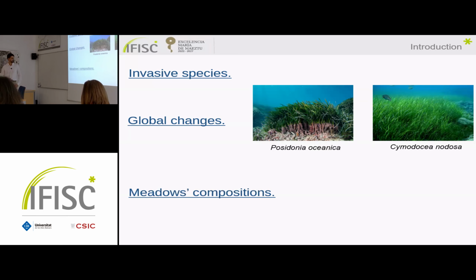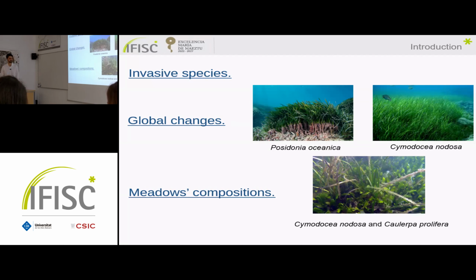Finally, we're also interested in meadow composition. So there are some species that can coexist in some environments, but not in others. And to understand why this happens, it's nice to have an idea of this. For example, here we have again the Cymodocea nodosa interacting with, in this case, an algae, but it has very similar ecological behavior to a seagrass, which in some cases are found to coexist together, but sometimes also create monospecific meadows.